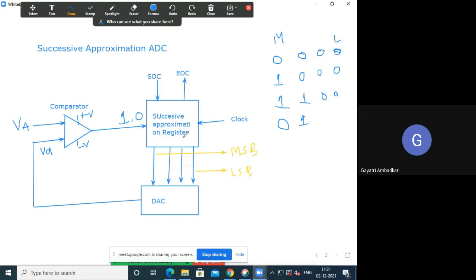Now at the third clock pulse, suppose it again receives 1. What will it do? It will keep this 1 as it is and make the other one 0. If the input is 1, it keeps the already set MSB as 1 and makes the next one 0. But if it receives 0, it makes the previous bit 0 and the next one 1. Okay, this way it works. So let's take an example.